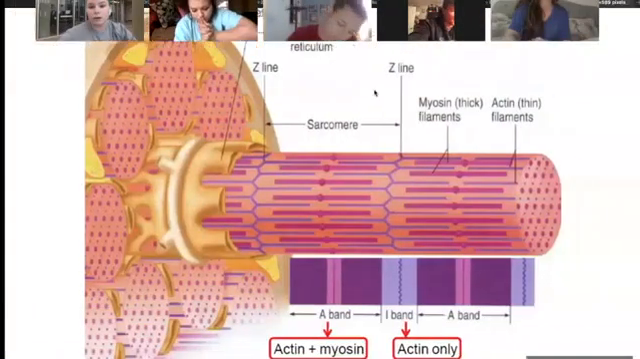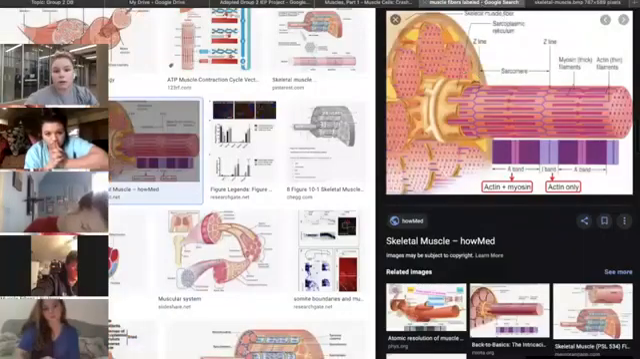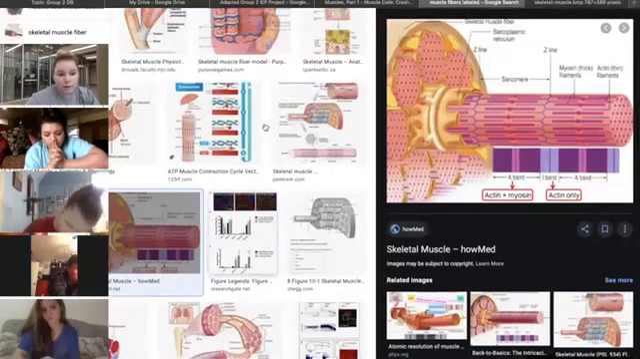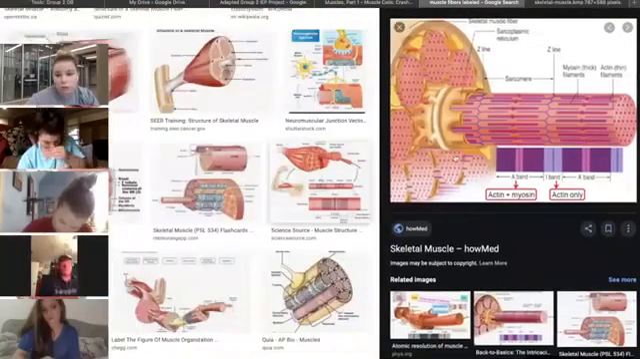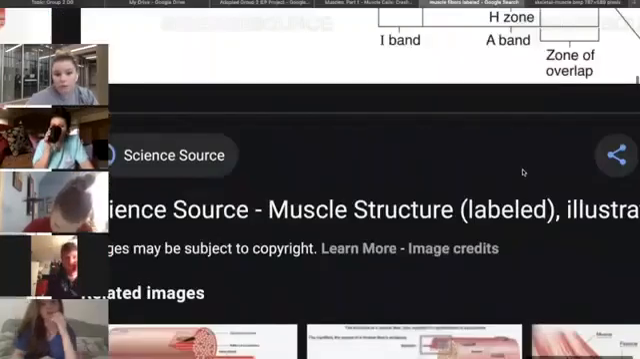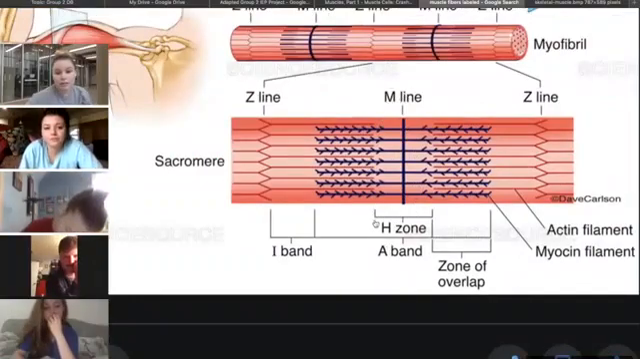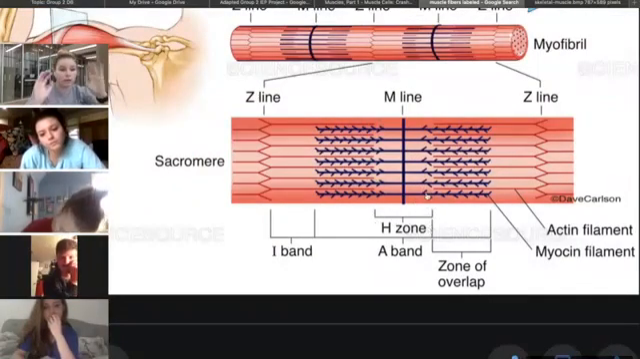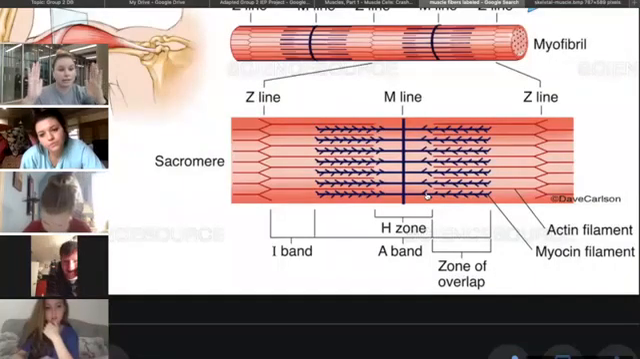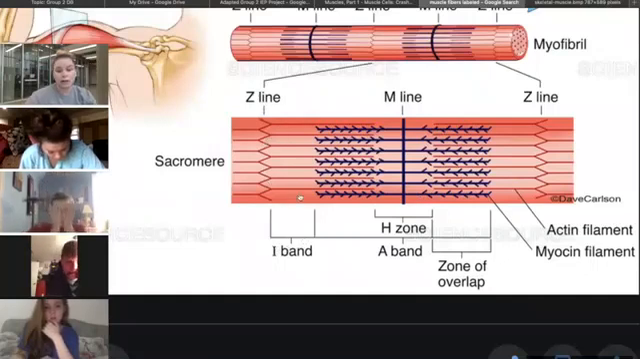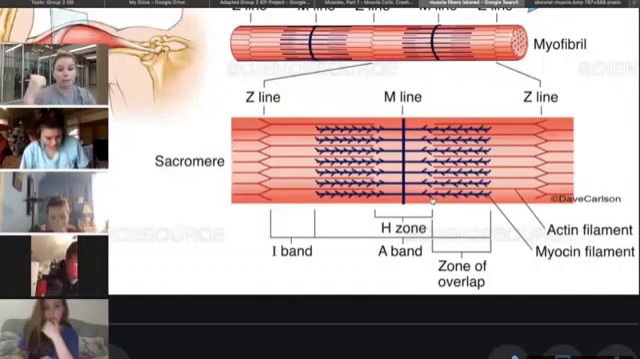So the M line is right in the middle. It's where there's just myosin. This M line right here is just in the middle. The H zone is literally the gap between where it's actin to actin, the end of the actins. That is actin. The I band is just actin. The A band is both actin and myosin, and it's the dark region because it's got more fiber in it.